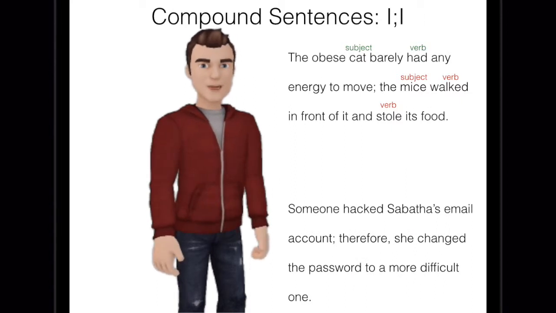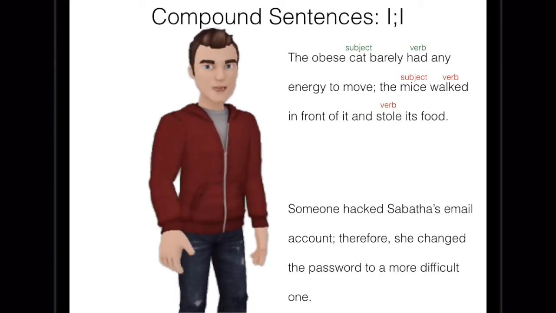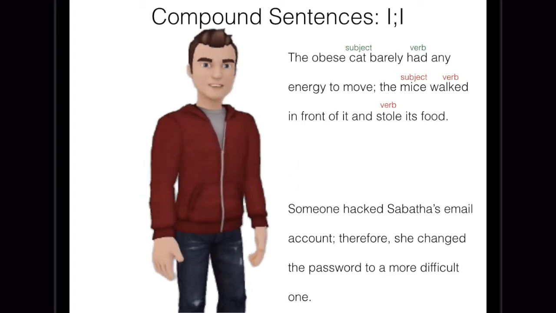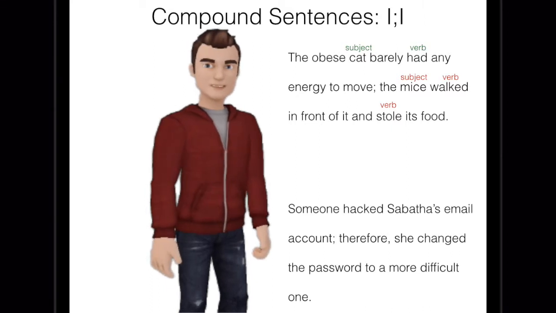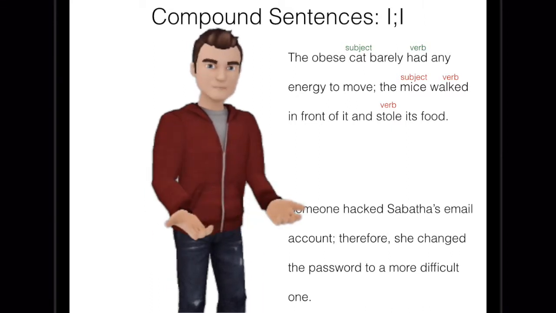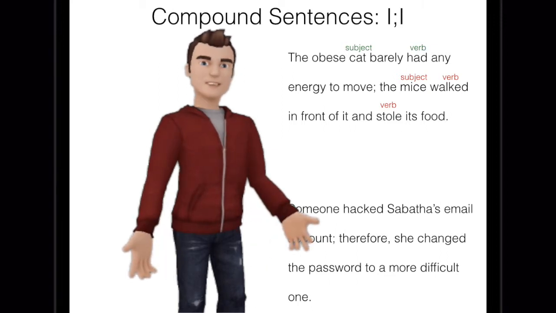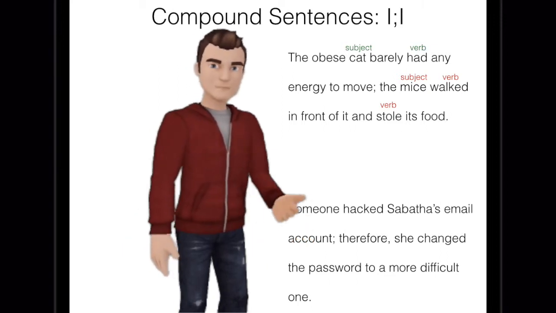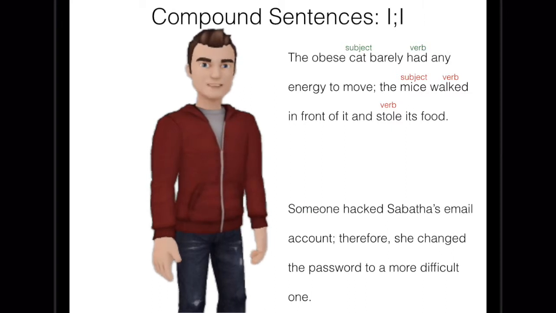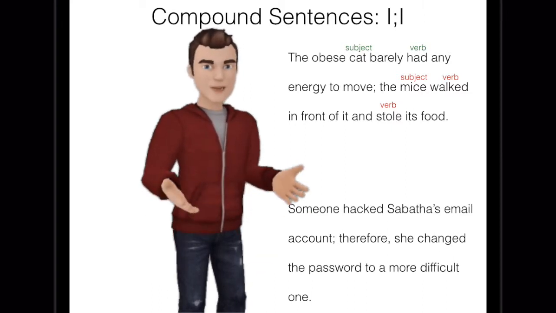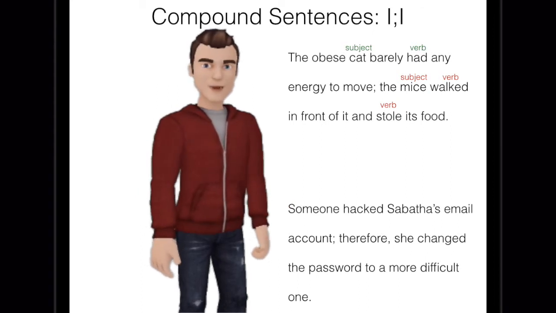Now, a semicolon is just like using a comma and a conjunction. The only thing is that both sentences have to be very closely related in order for it to work. So you can't say the obese cat barely had any energy to move, semicolon, the dog ate his food quickly, because those don't really go very well together. So it has to be closely aligned in order for a semicolon to work. That's one way of having the two sentences together with a semicolon.